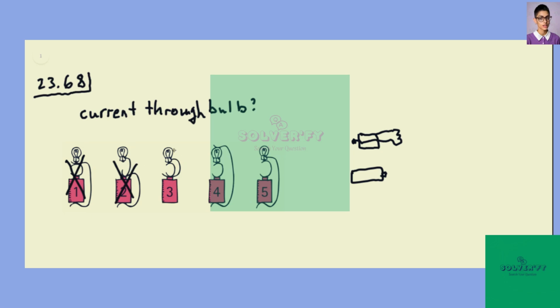This one is looking a little bit more promising. We have a connection to the threaded part and to the end of the bulb, but those are both connected to the positive terminal of the battery. And so there's no potential difference across the filament, so there's no current going through it.